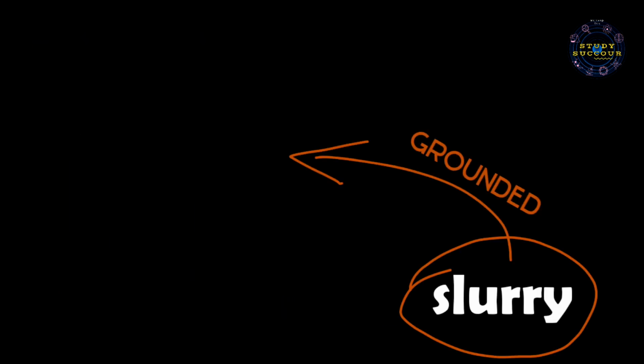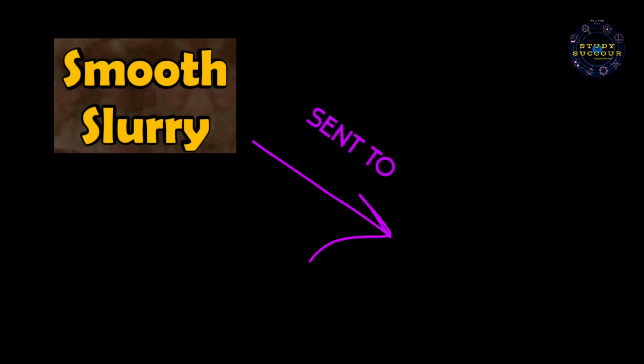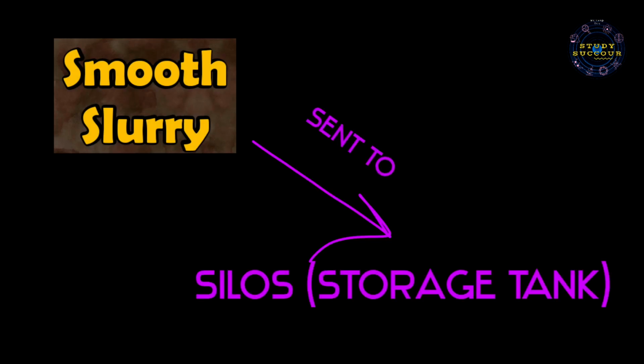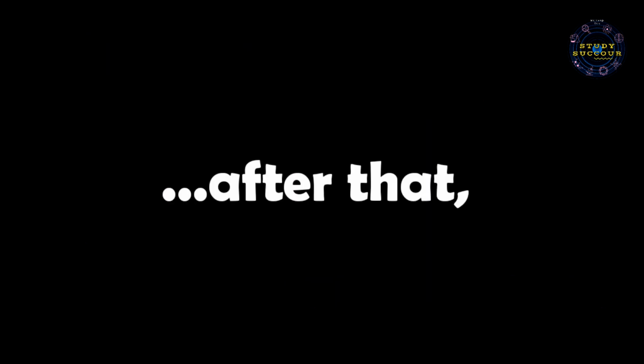This slurry is ground into a smooth liquid in a huge horizontal rotating cylinder. Then this smooth slurry is passed into storage tanks known as silos, where its proportioning is finally adjusted to ensure the correct chemical composition. After that, this is fed into a rotary kiln for burning.